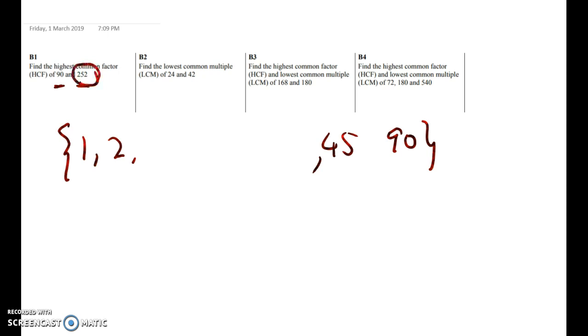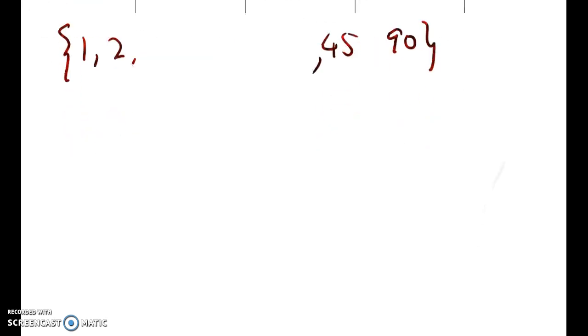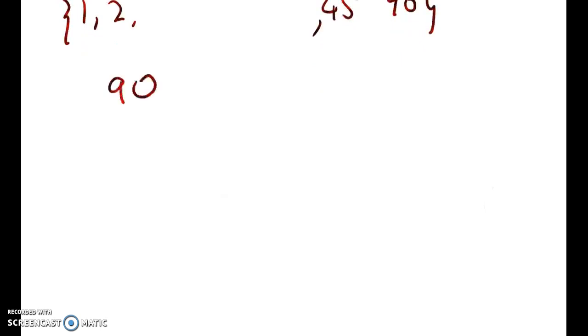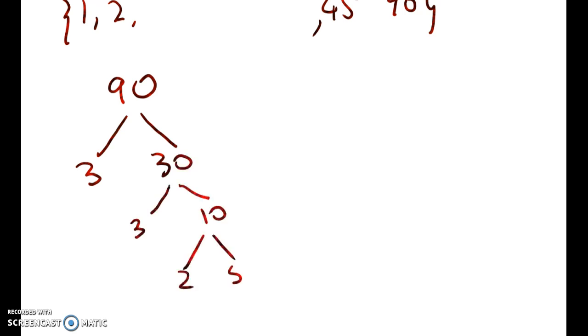So if we use our factor tree approach, we're basically going to see which prime factors are in common, and then we're going to combine them. So it goes like this. Most of you watching have got this pretty firmly in class, but just in case. So 90 we can split up as usual. I'll do 3 times 30, and then 3 times 10, and I get 2 times 5.